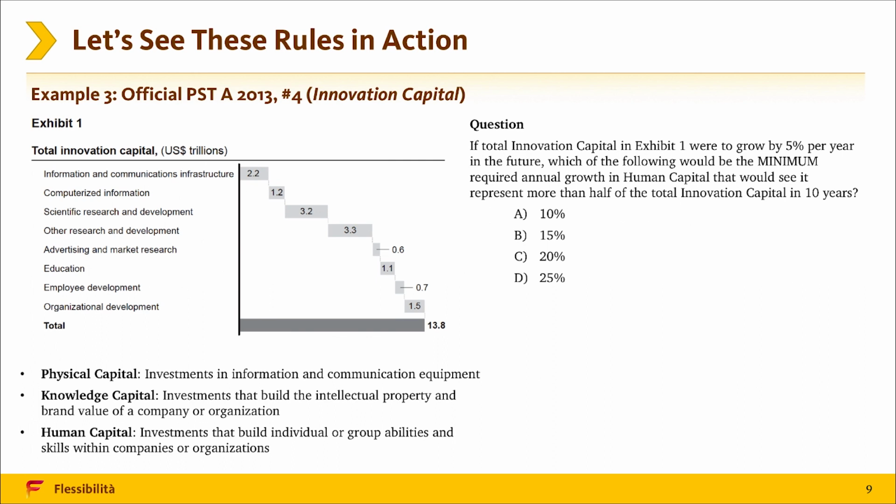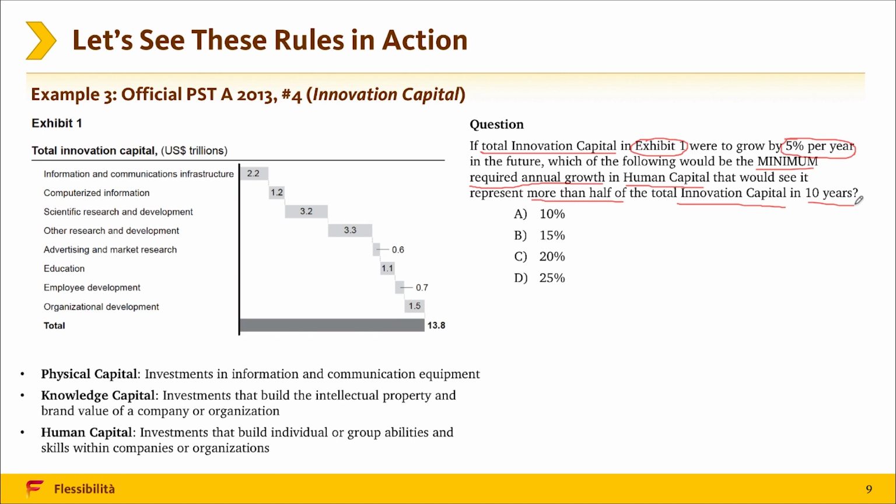Here's another example, this time from an official practice test. Pause the video and try to solve it. If the total innovation capital in Exhibit 1 were to grow at 5% per year in the future, which of the following would be the minimum required annual growth in human capital that would see it represent more than half of the total innovation capital in 10 years?